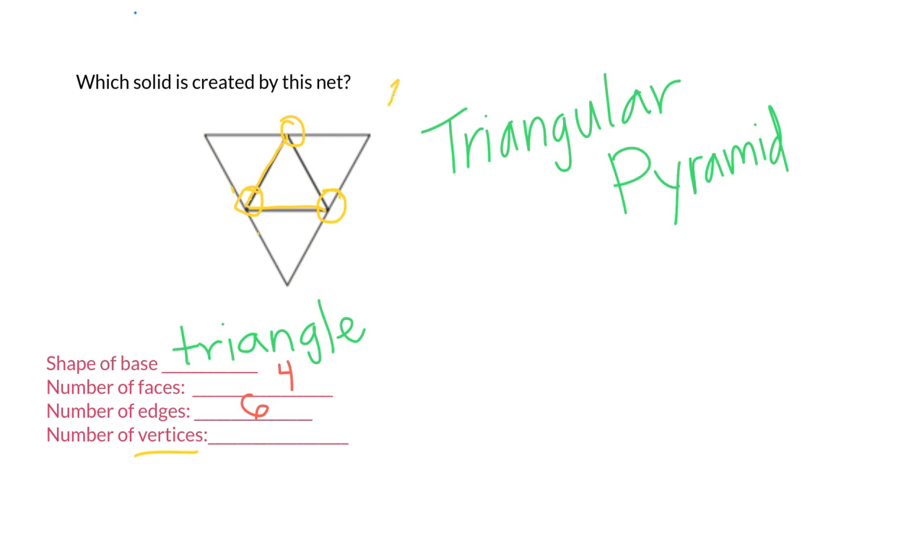But think again, if we were to fold this up into our triangular pyramid and make it into a solid, each one of these points of these triangles would come together to form one vertex. So we have to add that 1 onto the 3 we already have, and we will have a total of 4 vertices.